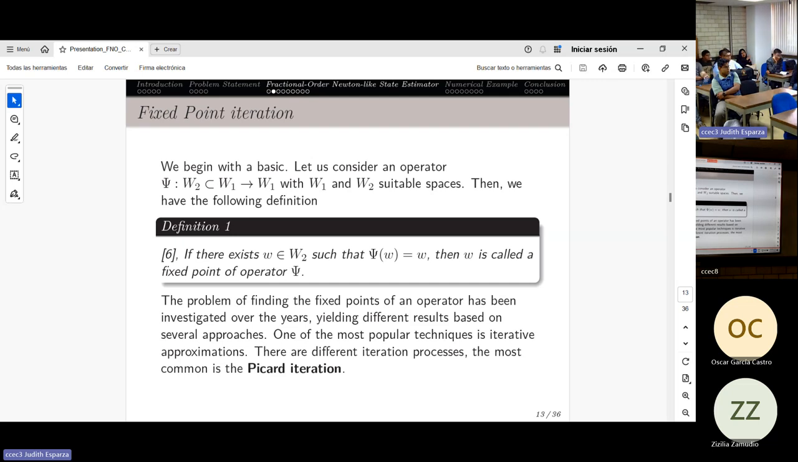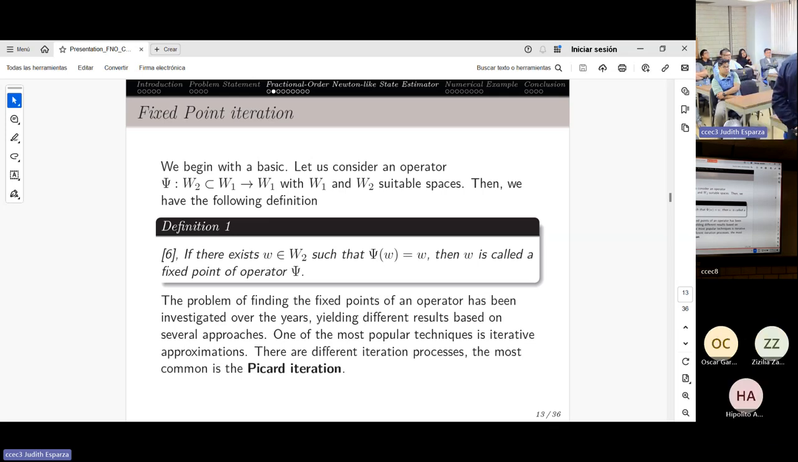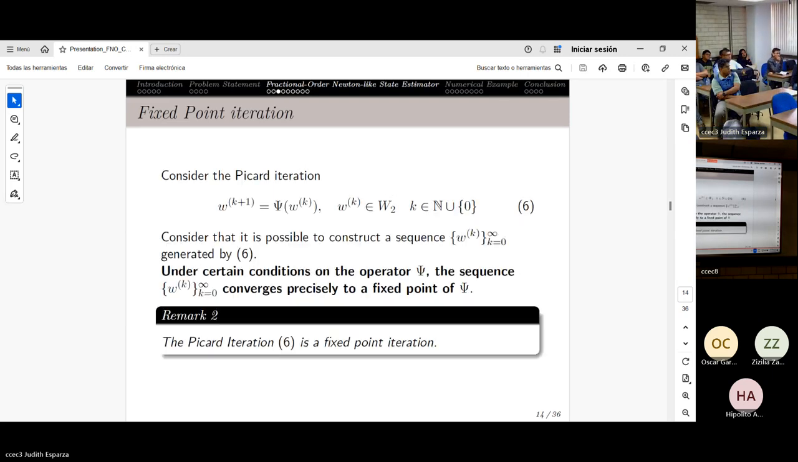The problem of finding the fixed points of an operator has been researched over the years with different results, using several approaches. One of the most popular techniques is iterative approximation. The most common is the Picard iteration, given in equation six. Consider that this iteration constructs a sequence. Under certain conditions, this sequence generated by six converges precisely to a fixed point of the operator. The Picard iteration is a fixed-point iteration.